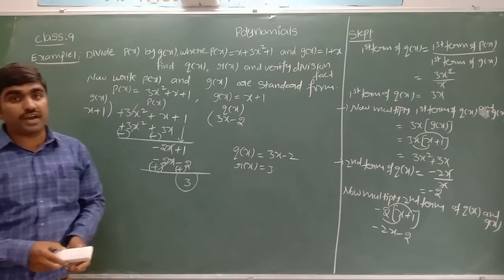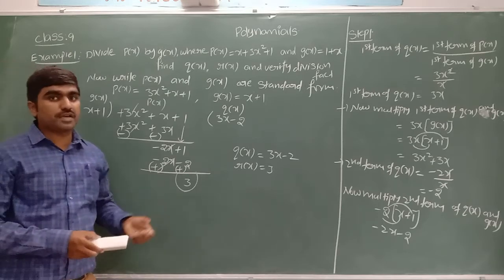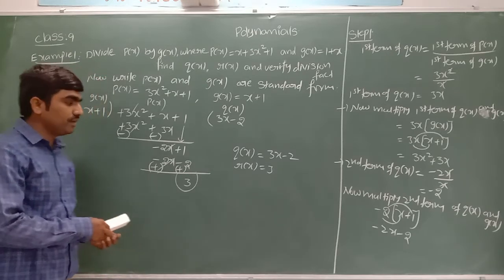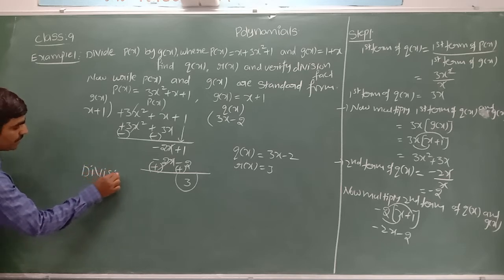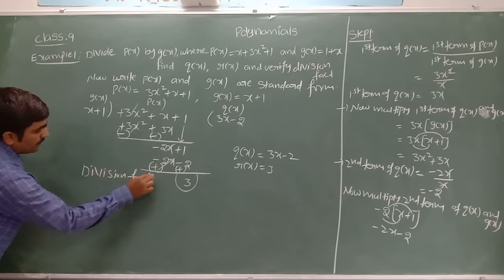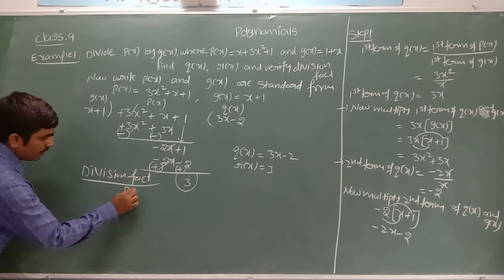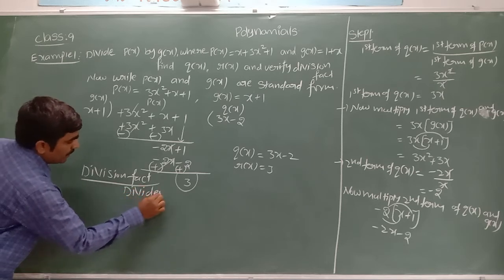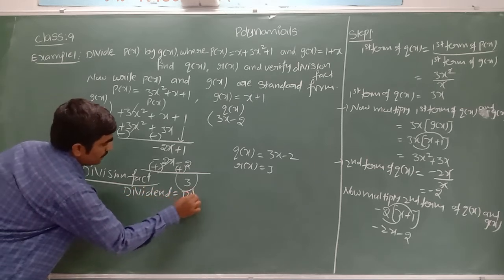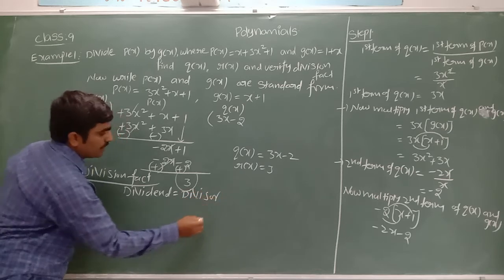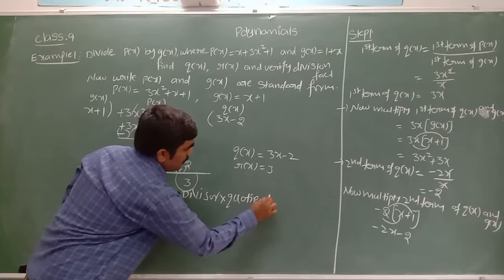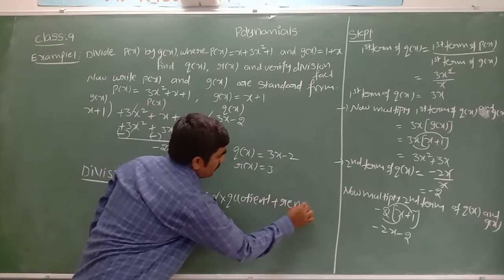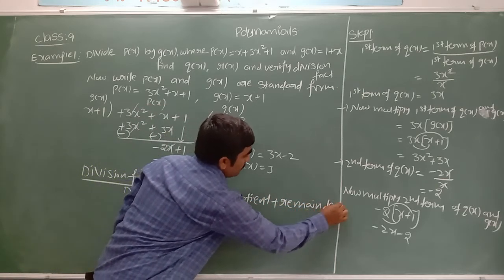What is the division fact? We discussed it in the previous example. Dividend is equal to, yes, what is the division fact? Division fact is: dividend is equal to divisor into quotient plus remainder. This one is known as the division fact.